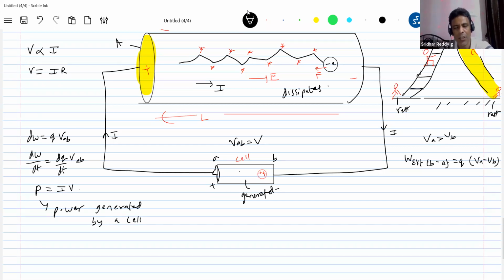What is the duty of a cell? It will give energy. It will energize the charge. With that energy, the charge will overcome and pass through the conductor. When passing through the conductor, it loses energy and comes out.